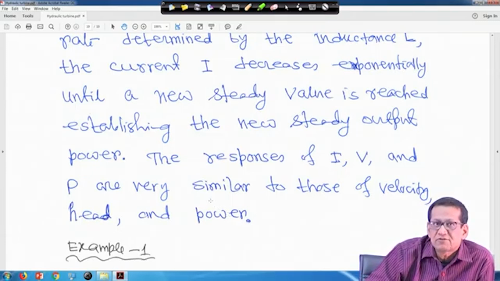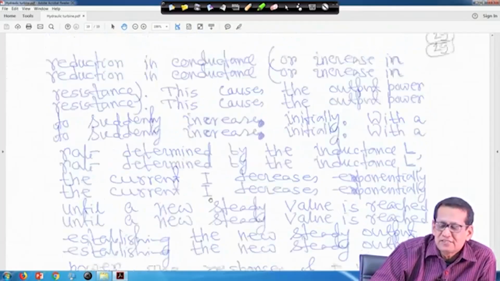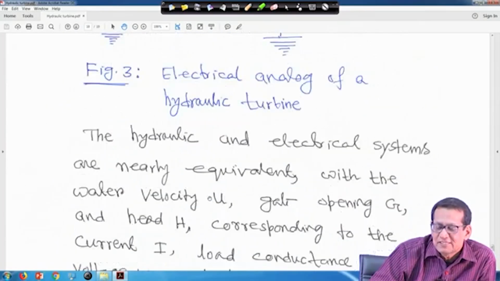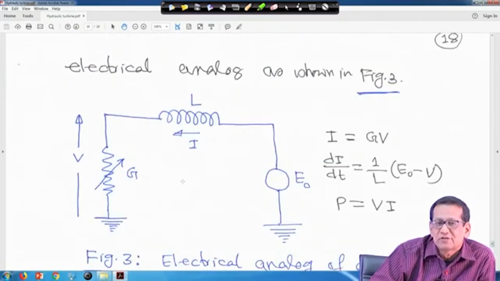So, this is the analogy: with that hydro turbine, this circuit is analogous to that one.